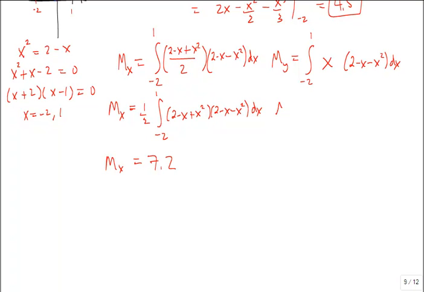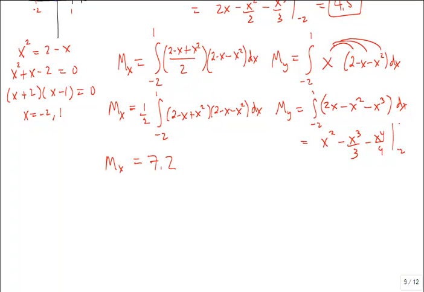Okay? Likewise over here, if I go ahead and distribute, this one's easier to go ahead and distribute, you'd get 2x minus x squared minus x cubed. And this one is fairly easy to integrate. You're just going to get an x squared minus x cubed over 3 minus x to the 4th over 4, and then you would plug in your bounds. So the moment about y, when you plug in those bounds and subtract, is negative 2.25. Now we're not done yet, because we have to take these moments and we have to divide them by this area that we found earlier.